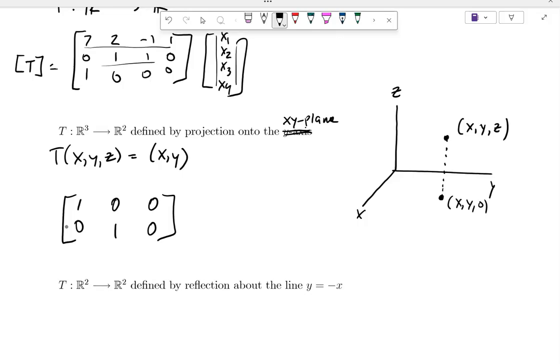What's your standard basis for R3? 1 0 0, 0 1 0, 0 0 1, right? When I put in 1 0 0, what vector do I get out? 1 0. When I put in 0 1 0, what vector do I get out? 0 1. When I put in 0 0 1, what vector do I get out? 0 0. Right? So there's our matrix for that one. Let's do the next one.